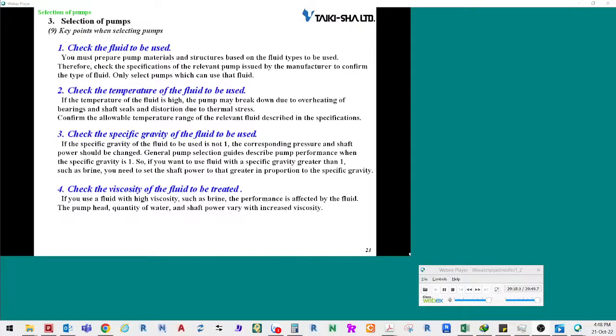4. Check the viscosity of the fluid to be treated. If you use a fluid with high viscosity, such as brine, the performance is affected by the fluid. The pump head, quantity of water, and shaft power vary with increased viscosity.